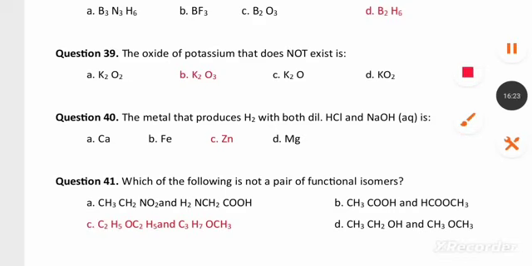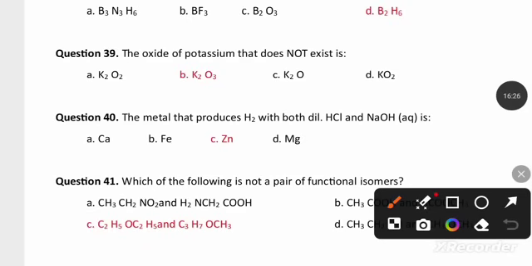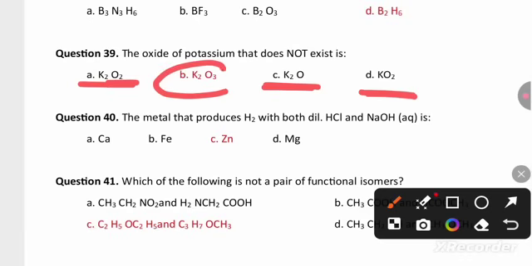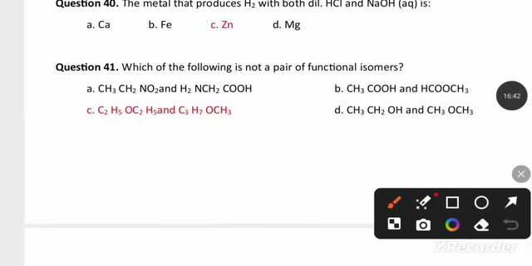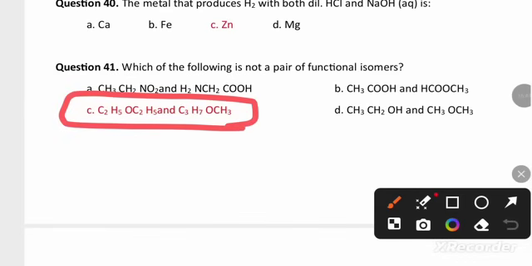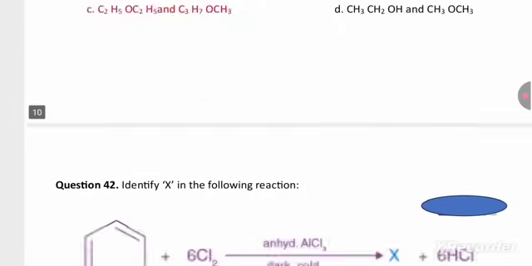Next, the oxide of potassium that does not exist. Potassium can form K2O2, K2O and KO2, the oxide, peroxide and superoxide, but it cannot form K2O3. The metal that produces hydrogen with both dilute HCl and NaOH is zinc. Next question: which of the following is not a pair of functional isomers? Option C, as both are ethers, so it cannot be a pair of functional isomers.